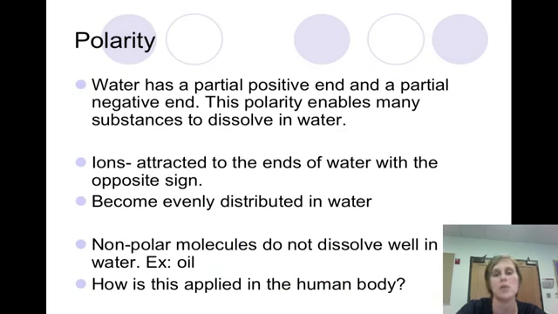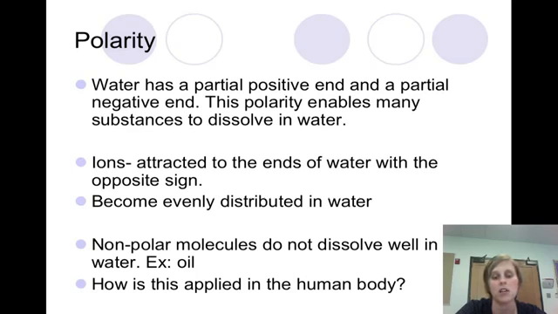All right, so let's talk about polarity of water. This is because water has a partial positive end, which are the hydrogens, and a partial negative end, which is the oxygen, and this polarity allows it to dissolve things into the water. The ions, which are the charged parts, having a positive or negative charge, at the end of the water attract things that have the opposite charge. And because of that, things can become evenly distributed in the water.